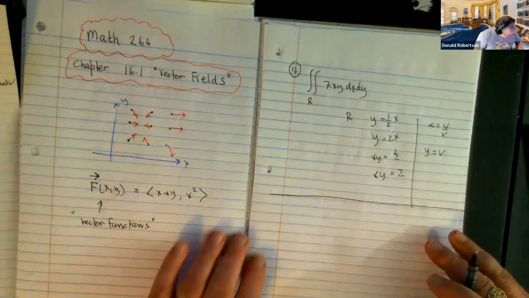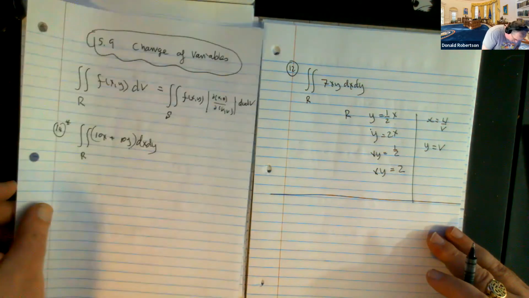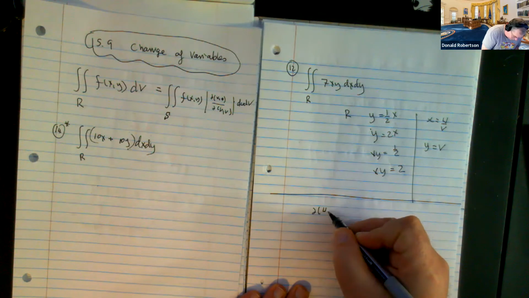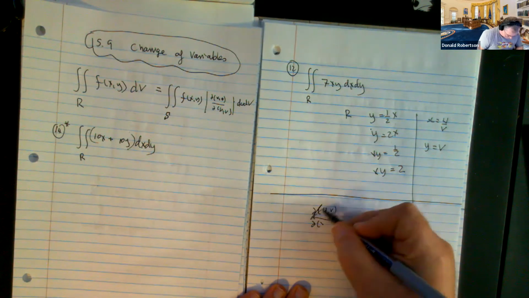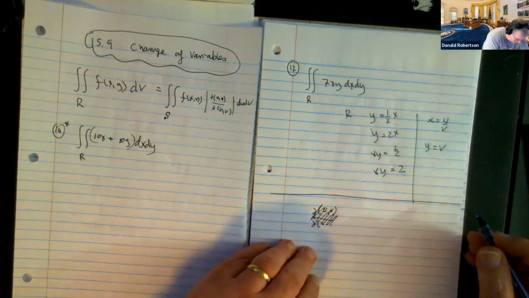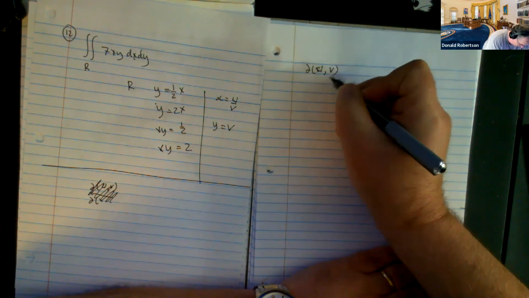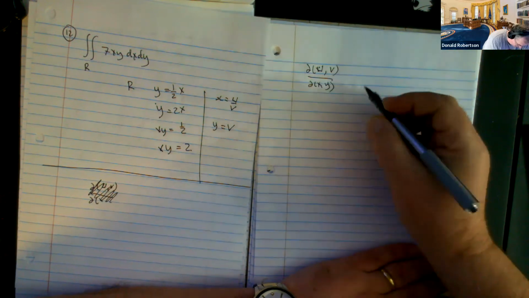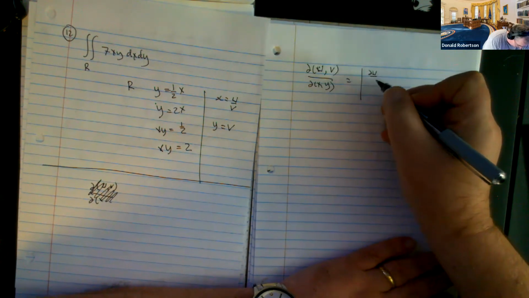So we are going to have to find the Jacobian. So I'm going to do that first. Do it over here. And it's going to be the derivative with respect to x.